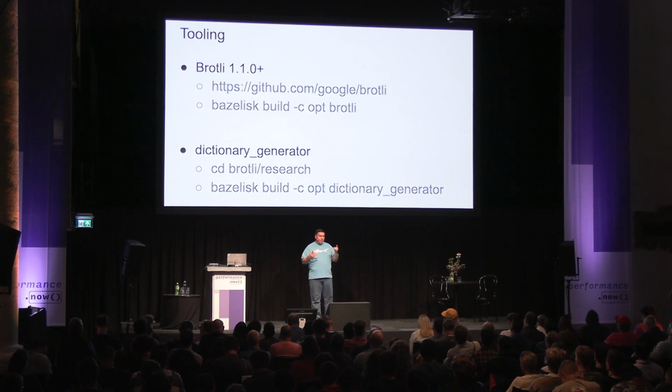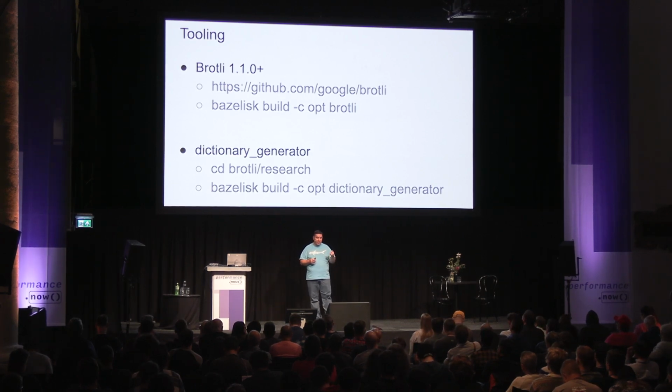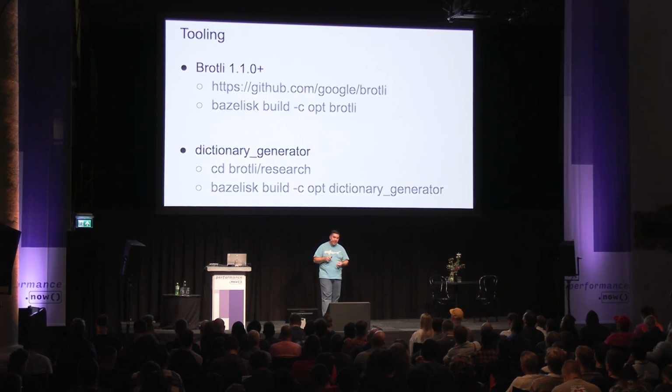Brotli 1.1.0 was released, I want to say in September, maybe August. So it hasn't made its way into all of the apt installs. You may have to build from source to get a version of Brotli that compresses with external dictionary support. Just check if the dash capital D command line property exists. If not, it's not that difficult to build from source.